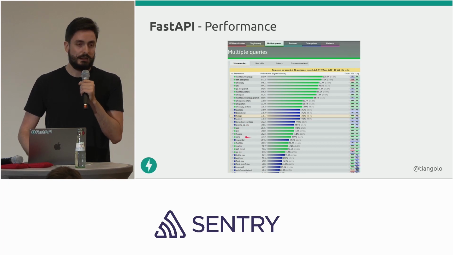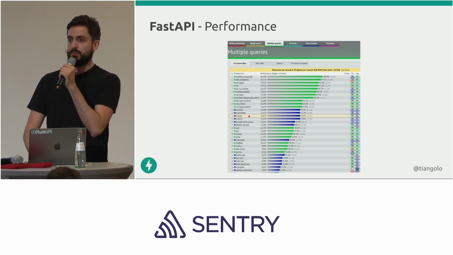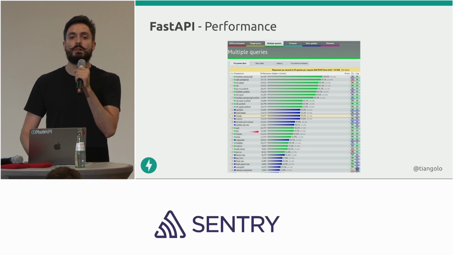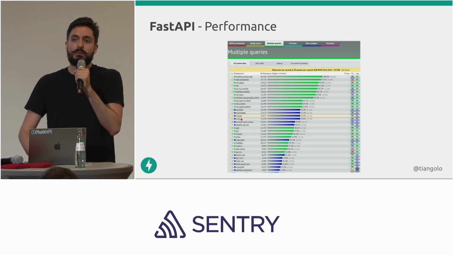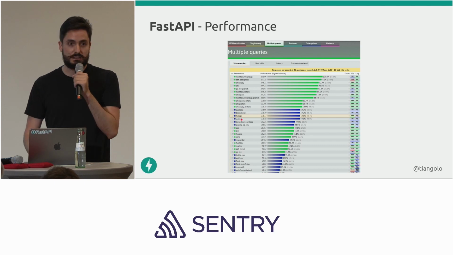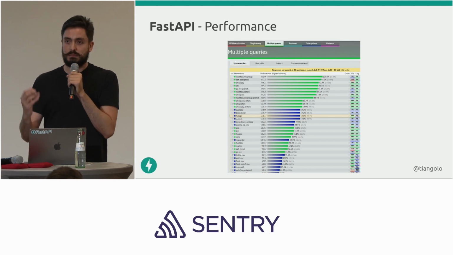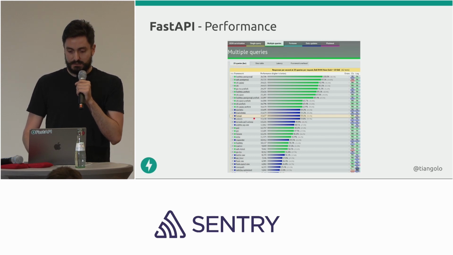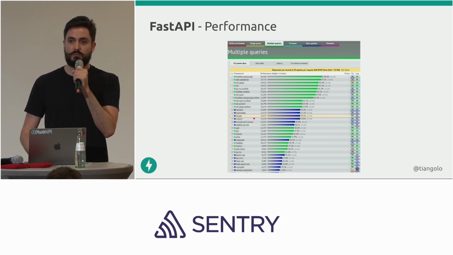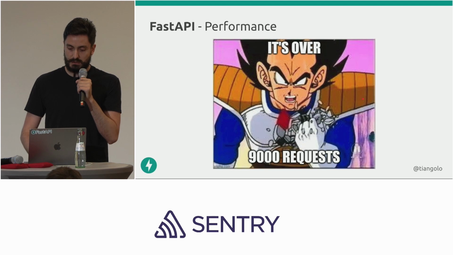And in some cases, in this particular benchmark, they get to be a little bit faster than some of these Go frameworks. So this is quite nice for being able to stay in the Python ecosystem, using all the Python libraries, and still getting quite decent performance. In this case, this benchmark was running 15,000 requests per second, which is over 9,000 requests. So it's fine. You can be happy about that.